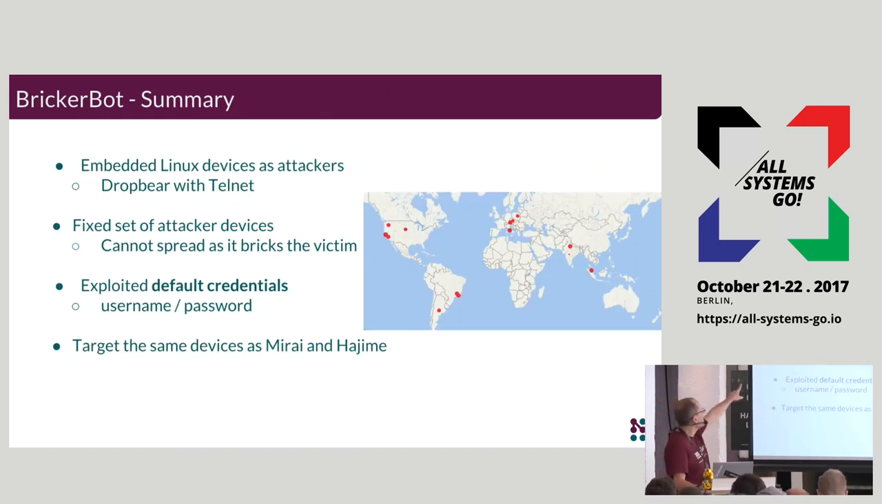So, as I mentioned, Dropware with Telnet. You see the map on the screen there. That's where the known devices are. So, effectively, with some tens of devices, this botnet has effectively captured, at least reportedly, up to 2 million devices. So with a very small number of devices in the fleet, he was able to capture quite a bit. And again, this is targeting the same devices as the previous two.